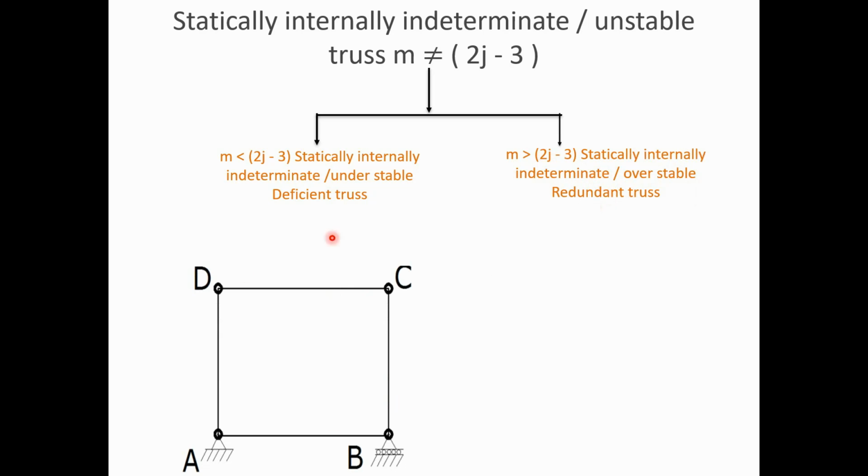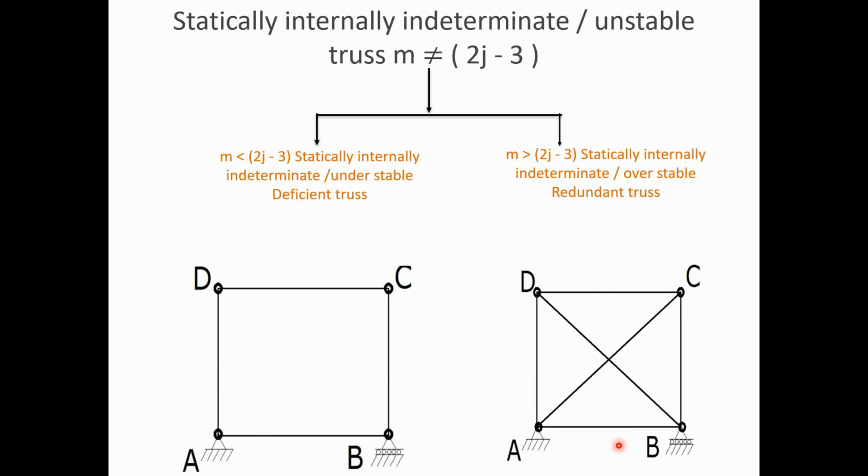So here is one example of a deficient truss ABCD, and here is one more example of a truss which is a redundant truss ABCD, which has two members additional compared to the previous one. Let us check the stability of these trusses internally. In the first truss we have 4 members, so m is 4, and the number of joints is 4, so j is 4. By putting this in, 4 is less than 5. So here there is a deficiency of one member to make this truss stable.